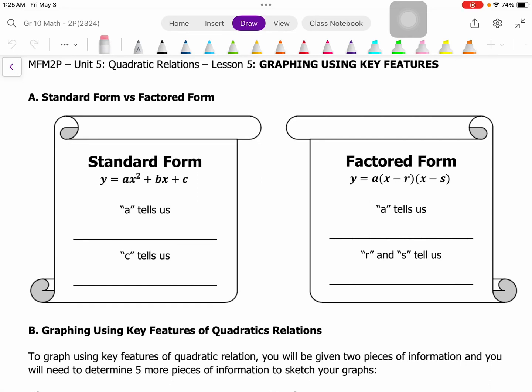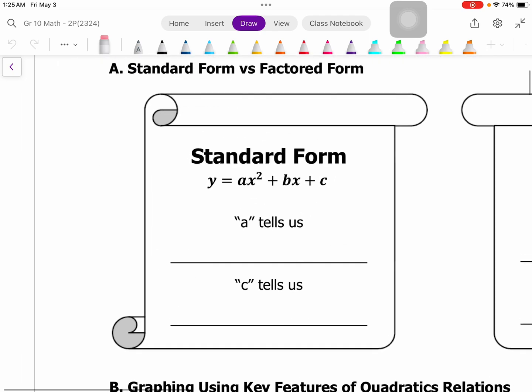In this lesson, we're going to learn how to graph quadratic relations using key features that we can find in standard form and factored form. So let's recap from our last lesson. Standard form is y equals ax squared plus bx plus c, and the a value, the coefficient or number in front of x squared, gives us the direction of opening. So does our parabola open up or down?